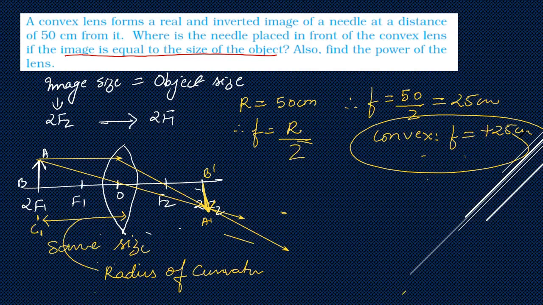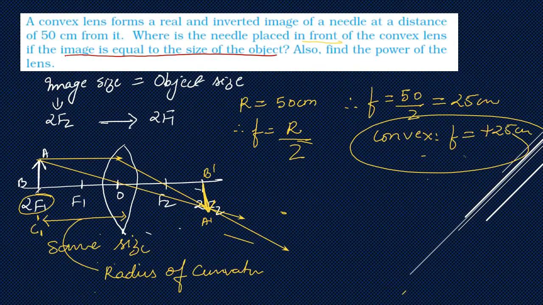One question they're asking is where the needle is placed in front of the lens. The needle is placed at a distance of 50 centimeters in front of the lens, at 2f1, because we are getting the same size image. When we get the same size image, both object and image are kept at the centers of curvature of the respective spherical surfaces, right?